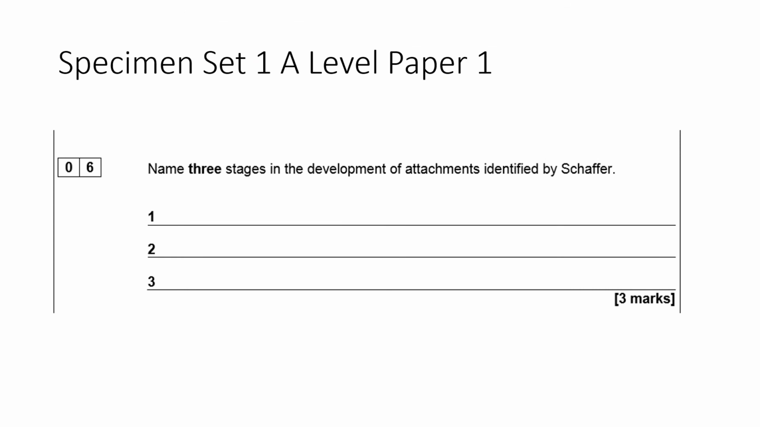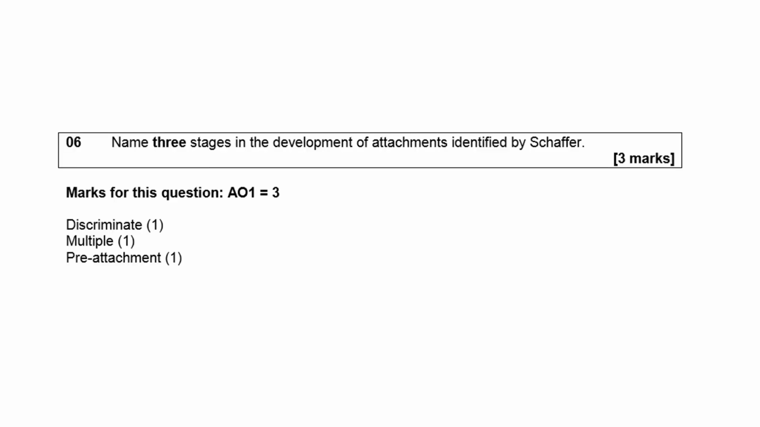So I've had a look through the past papers. This is from a Specimen set 1, A Level paper 1. It says name 3 stages in the development of attachments identified by Schaffer. So this is quite a simple question. You just need to name 3 of those stages that we've looked at for 3 marks. So here's your mark scheme. It's just got the 3 different ones that you can use. You don't need to be writing this in a sentence. If you have a question that starts with name, it will literally want 1 or 2 words depending on what it's asking for. It will not need you to write sentences.